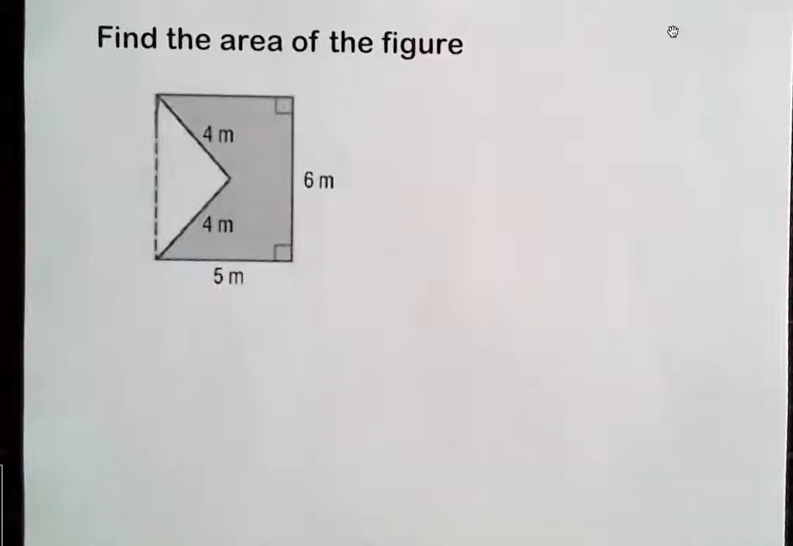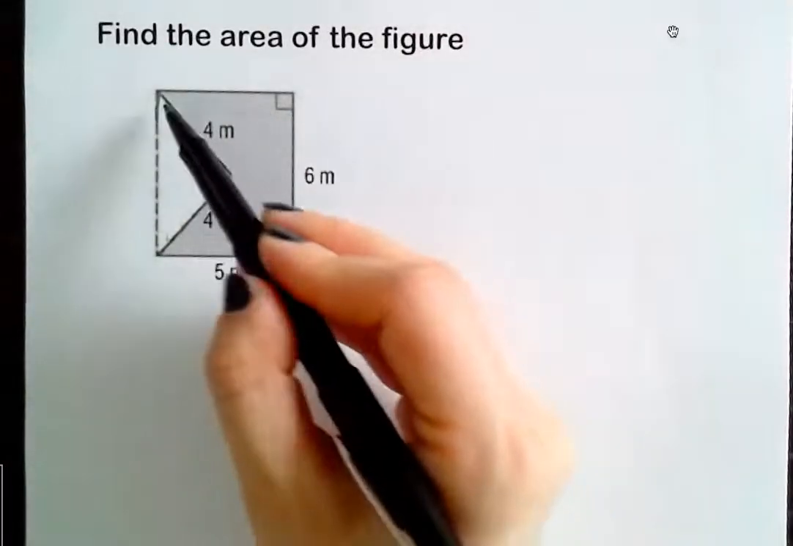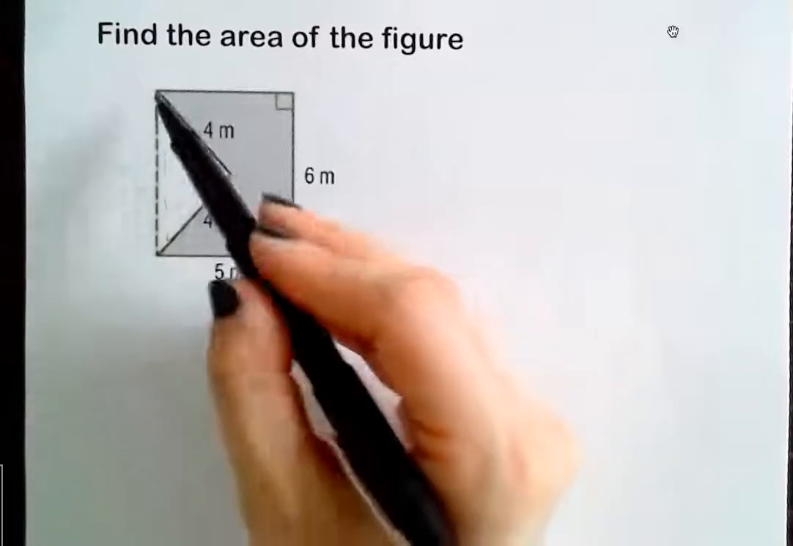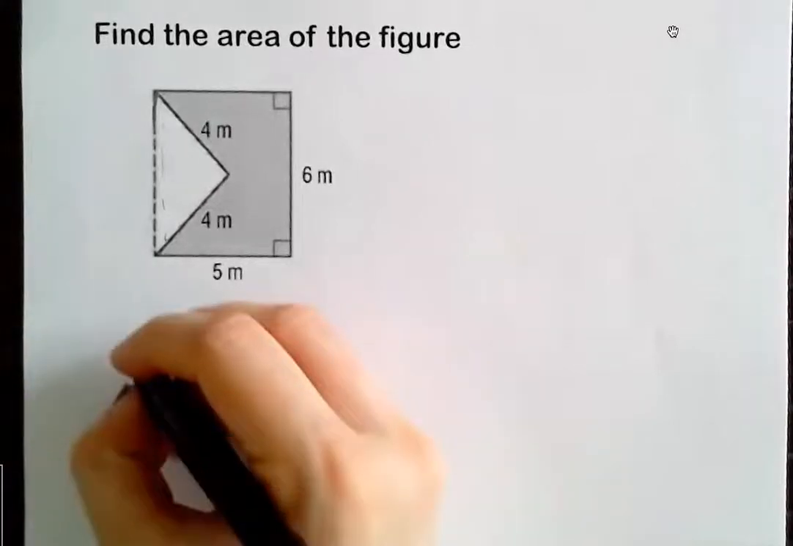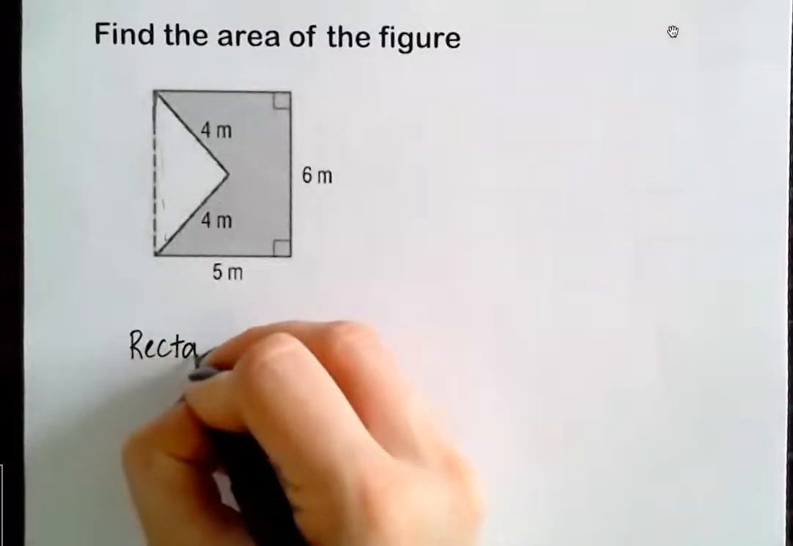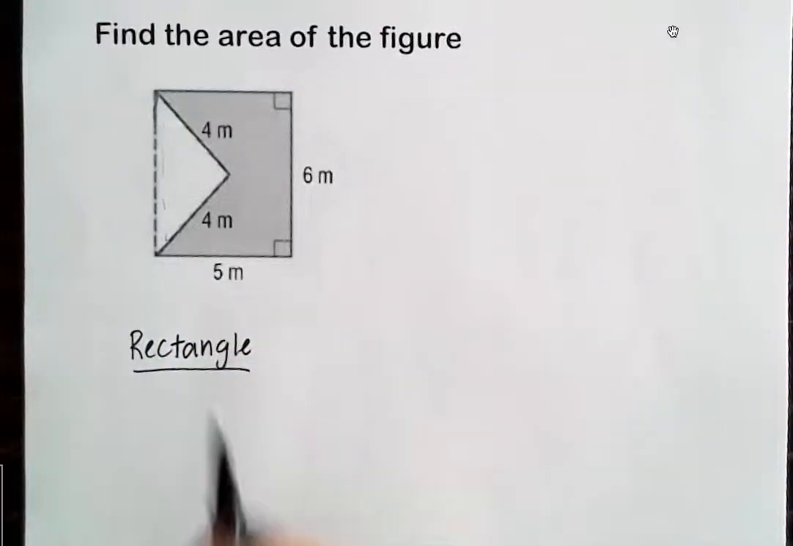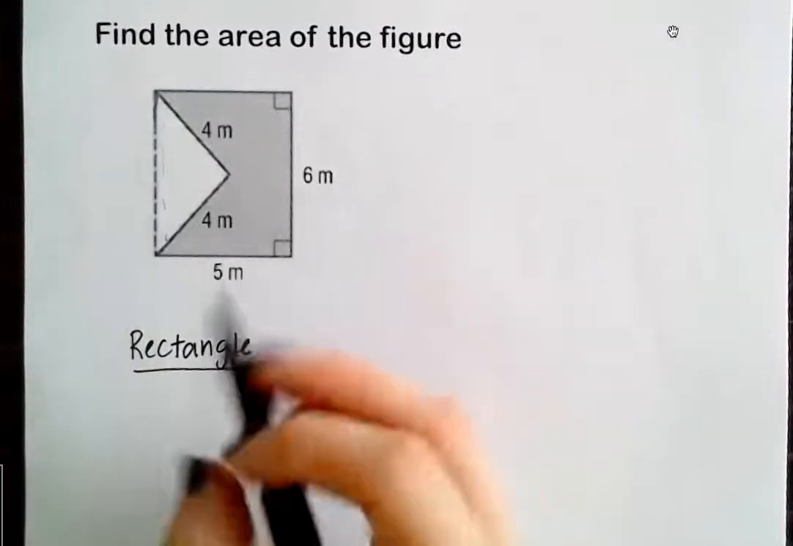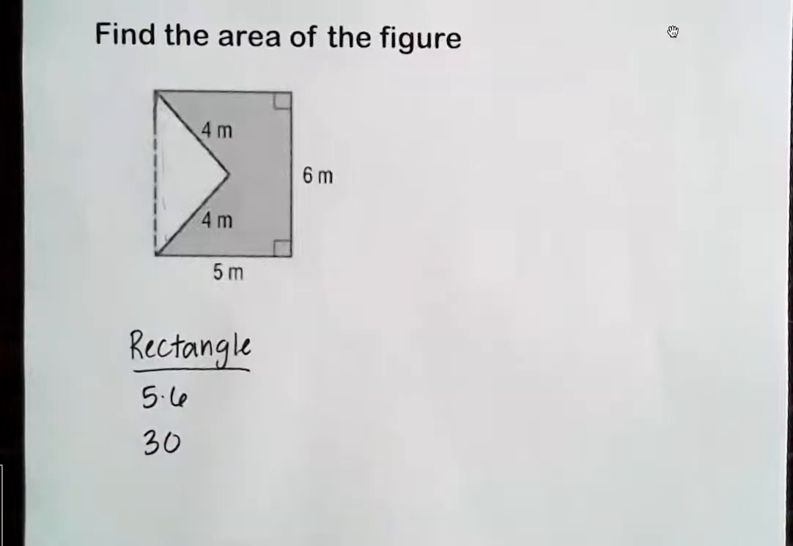I see, in my brain, I'm thinking I have a rectangle, and then I can subtract away the area of this triangle. So let's start by the easy one, right? The easy one would be the rectangle, finding the area of our rectangle. So my dimensions of my rectangle are 5 and 6, so 5 times 6, total of 30, easy peasy.